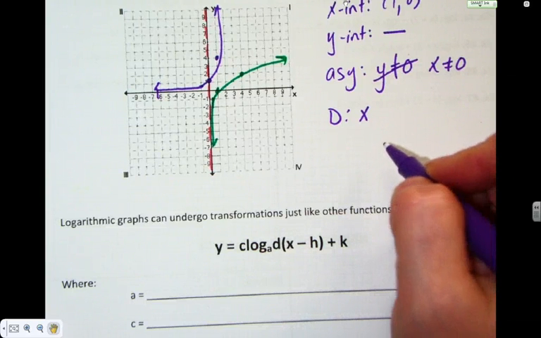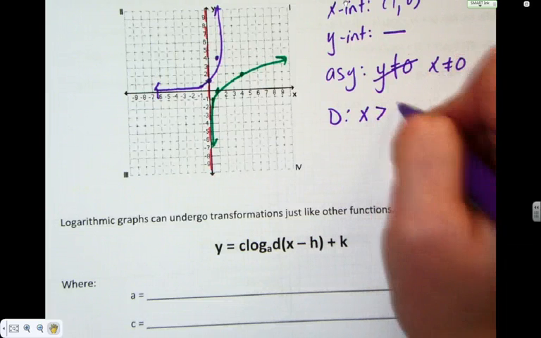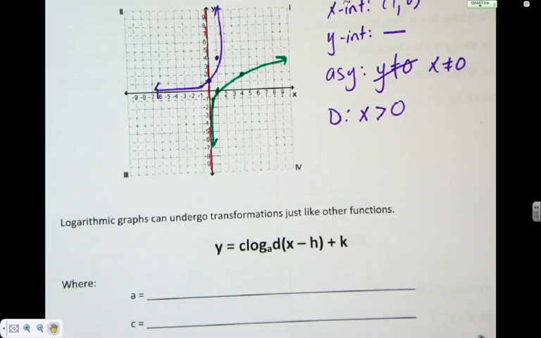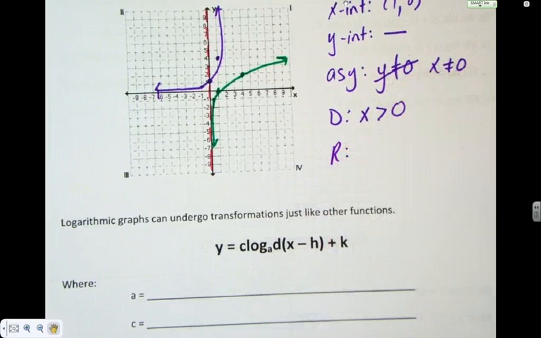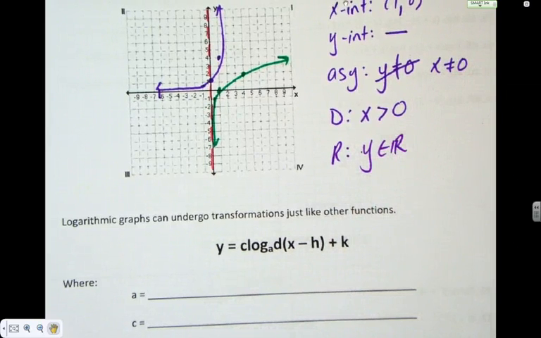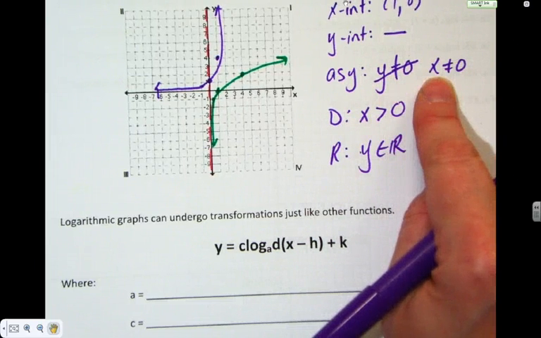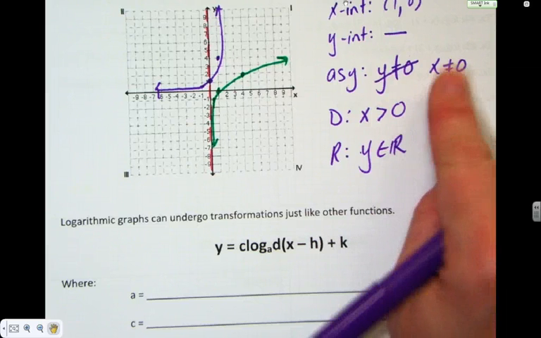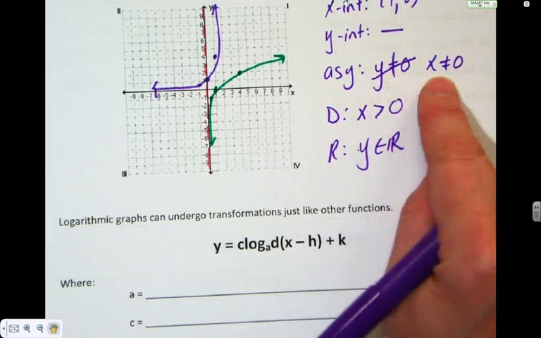Domain? X is greater than 0. Or equal to? No, it's just greater than 0, but can't be 0. Okay, range. I see some confusion on this. Let's go back and talk about it. It's a vertical line, so it's got to be x not equal to. When is y not equal to 0, the asymptote? That's with the exponential function. So this would be for the exponential, but because we flipped to a log graph.